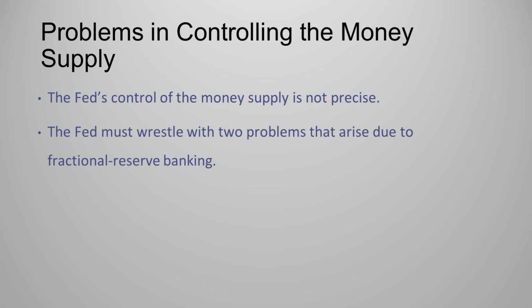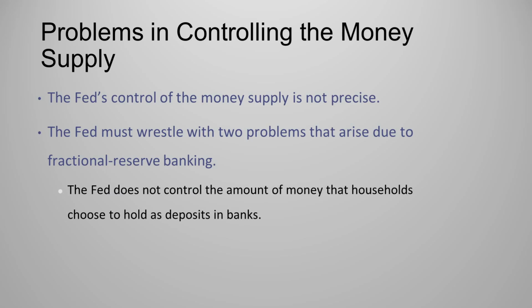The Fed must wrestle with two problems that arise due to fractional reserve banking. Fractional reserve banking, as I've already discussed, is that commercial banks have to keep a certain amount of the deposits as reserves, and the other amount they can give out as loans. So this is fractional reserve banking. So there are two problems with this system that the central bank or the Fed has to face.